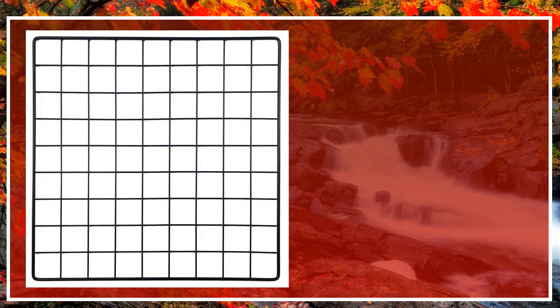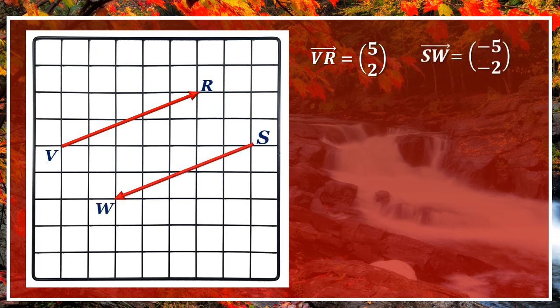Now let's look at the vector VR. Starting at V, traveling up towards R, and as a column vector it is 5, 2. We're going to look at that and compare with the vector SW, starting at S and ending at W. Look at the values. What do you notice between them? One is the opposite of the other. One is a positive 5 and a positive 2, and the other is a negative 5 and a negative 2.